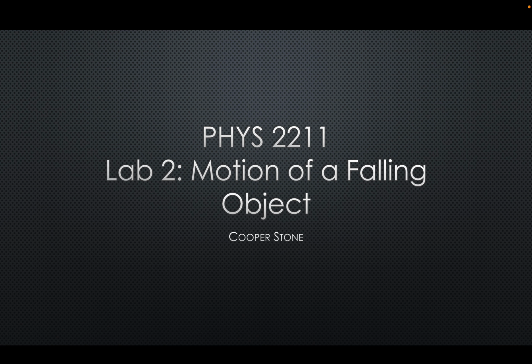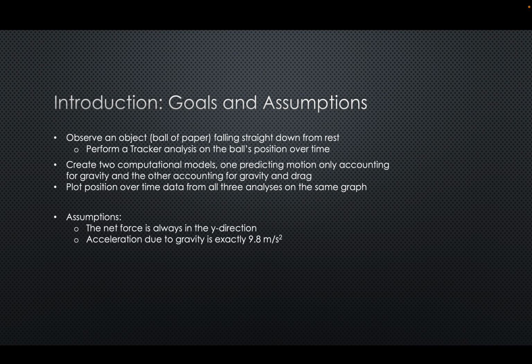This is my Physics 2211 Lab 2 about motion of a falling object. So the goal of this lab is to observe an object, in this case a ball of paper, falling straight down from rest, to perform a tracker analysis on that ball's position over time, and then create two computational models, both predicting motion of a falling object, but one accounting for drag and the other not.